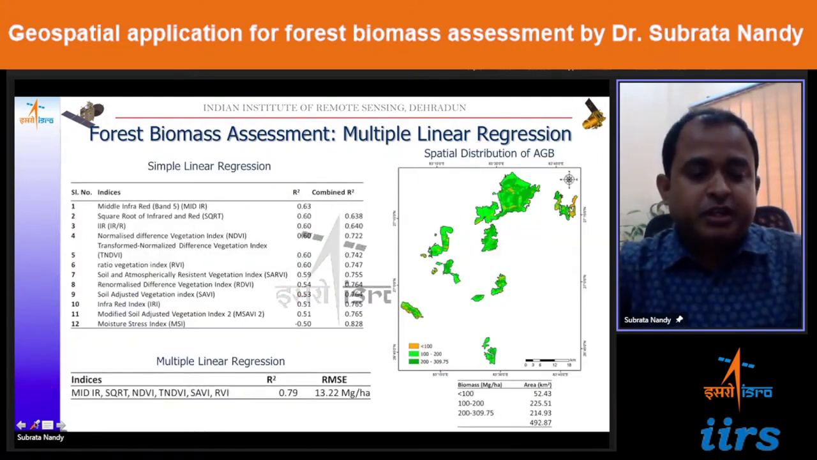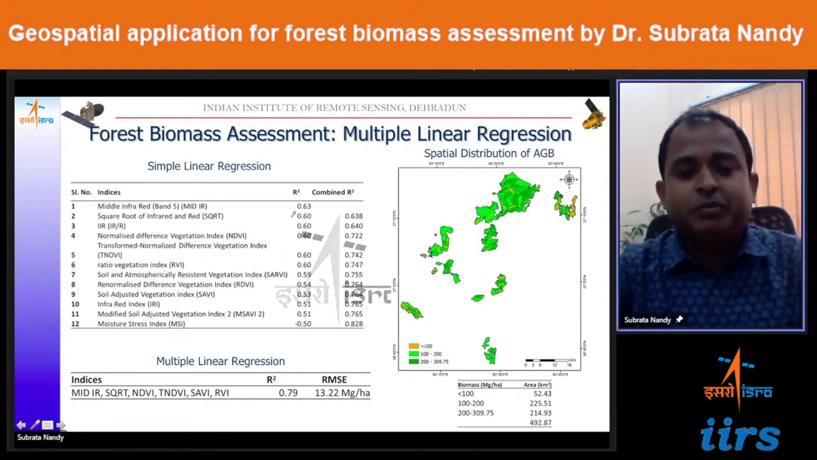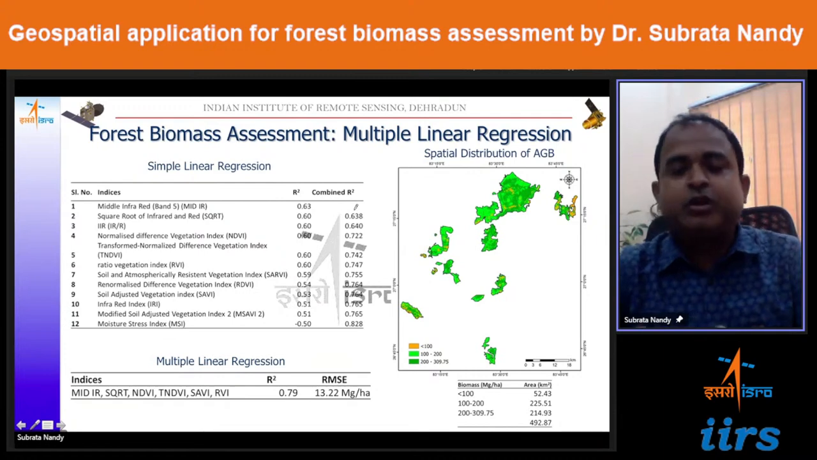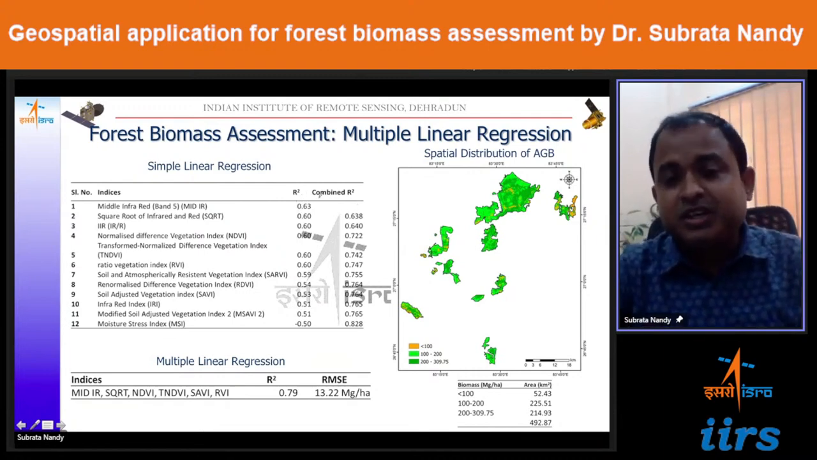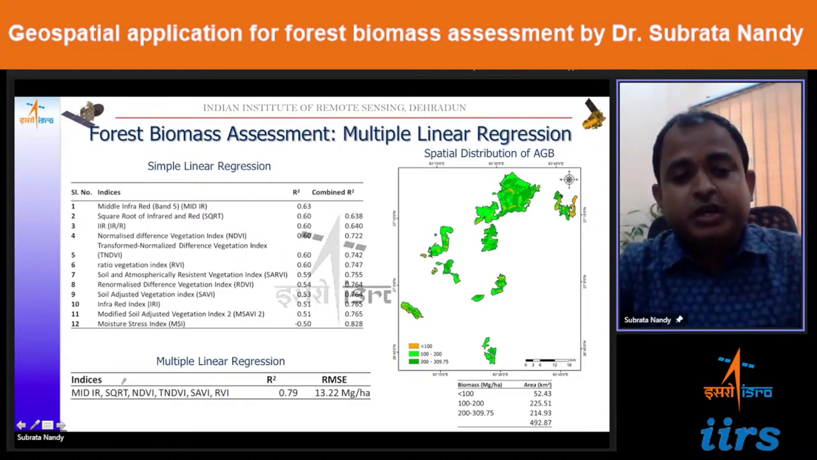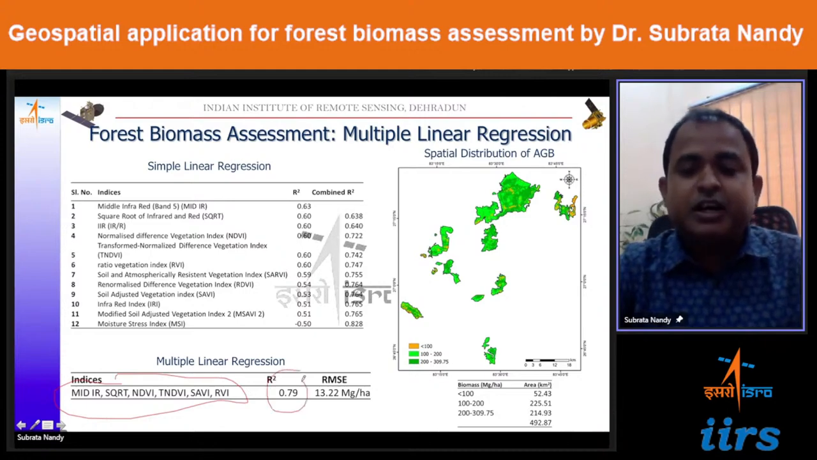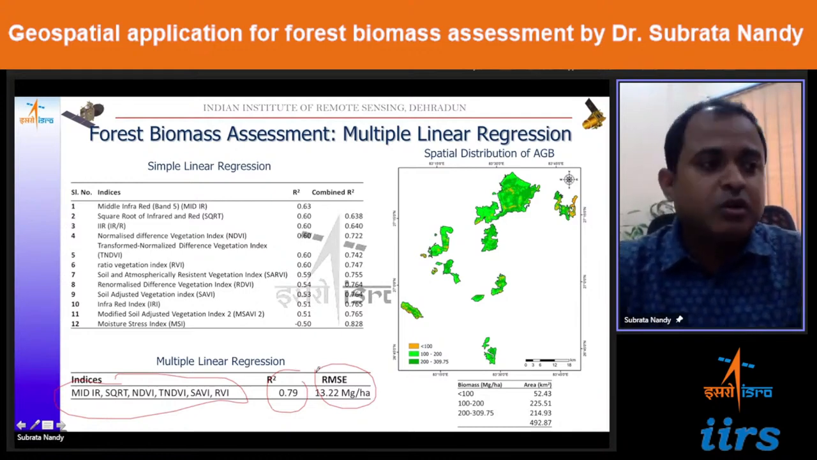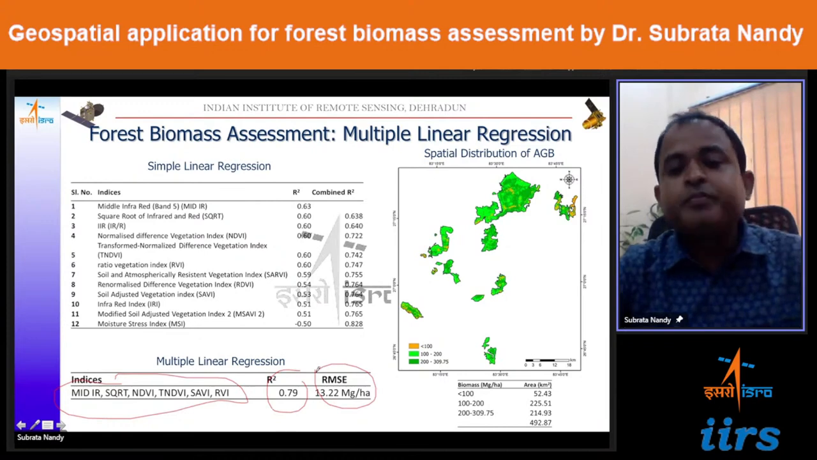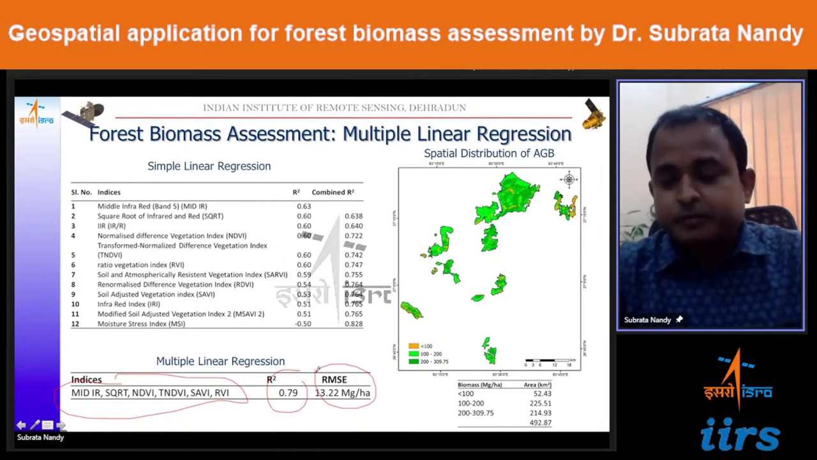What we have observed here is that when we are taking only one variable at a time, one independent variable and one dependent variable, the R square value is also less. But when we are taking a combination of, let's say, 6 variables, this improves. Even the RMSE value also improves in this case. So it is better than simple linear regression. But again, these kinds of approaches are not good when you are working in a high biomass content area.